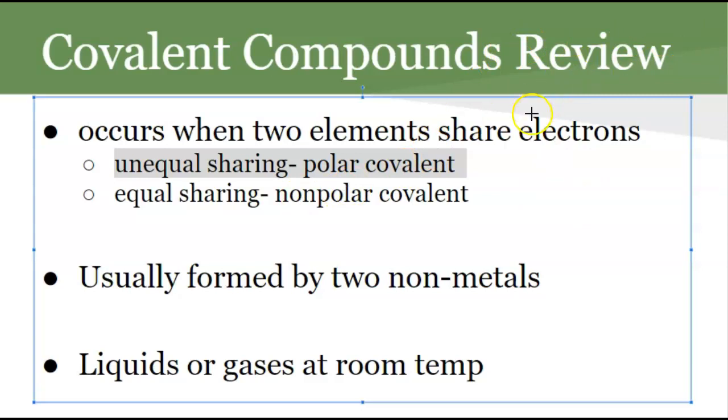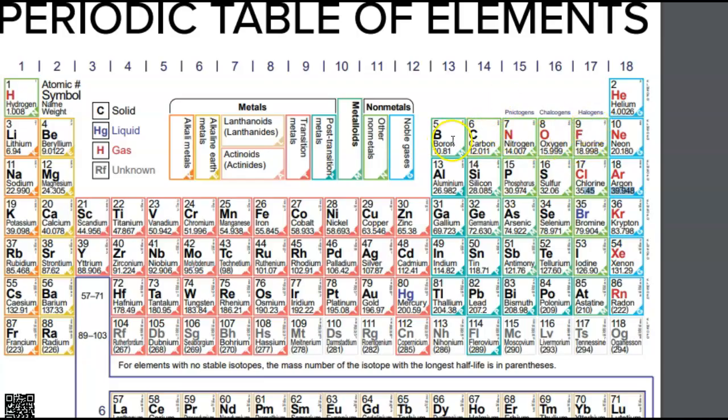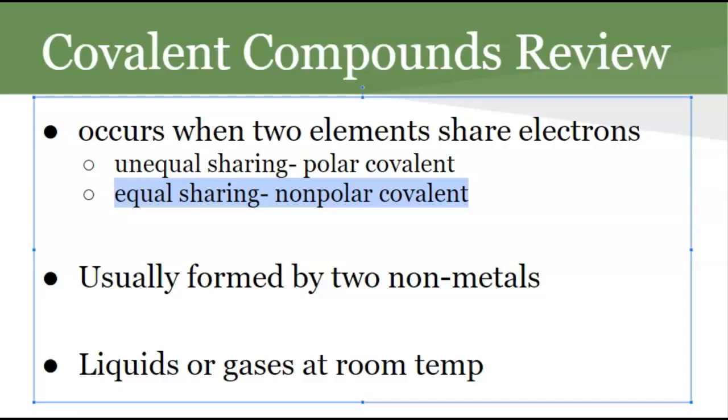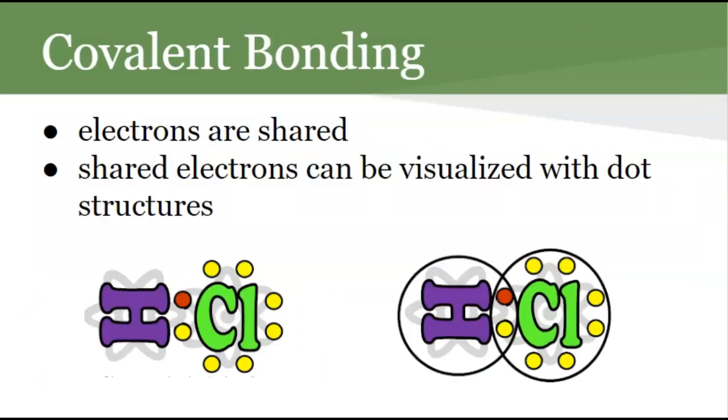Whereas nonpolar covalent means that there's an equal sharing between the two. So that would be nonpolar. There are no poles. This is usually found between two nonmetals. If I go to the periodic table here, the nonmetals are the ones located on the right side of the staircase, so to speak. They are all the green and this bluish color here. And usually they end up being liquids or gases at room temperature.